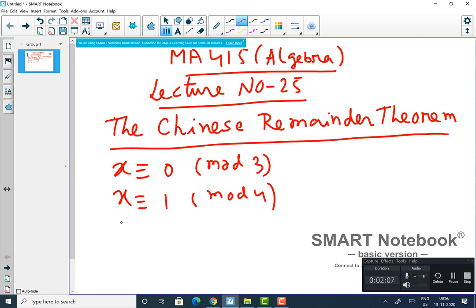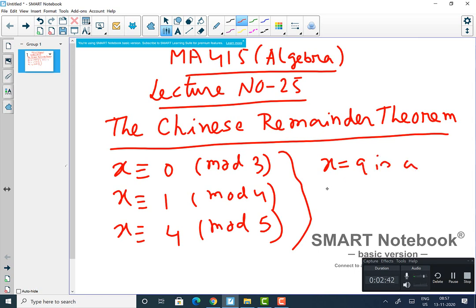Or if you can add more to this list, you can add, for example, 4 mod 5, and so on. So what are the conditions that we will learn? The answer is that yes, you can have solutions, sometimes infinitely many solutions. For example, here x equal to 9 is a common solution to these linear congruences. You see that 9 is congruent to 0 mod 3, 9 is congruent to 1 mod 4, 9 is congruent to 4 mod 5.